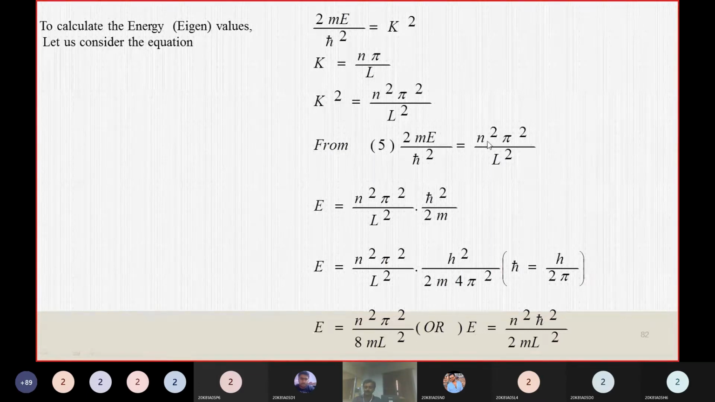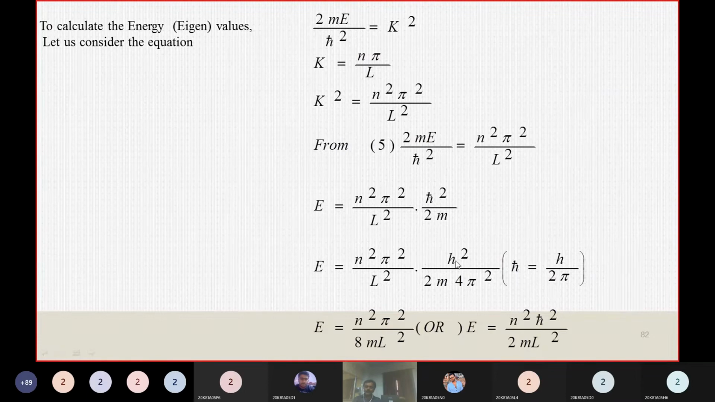If you solve this equation, we have to calculate the energy value. So E is equal to, bringing the remaining terms to this side, n square pi square by L square is the same, and h cross square, which is in the denominator, comes to the numerator. So h cross square by 2m is the energy here.